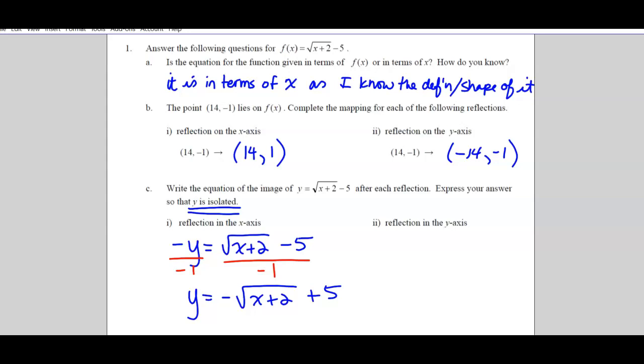Reflection in the y-axis changes the sign of x. And in this case, I can put brackets. It's not going to change anything. And there's nothing to simplify.